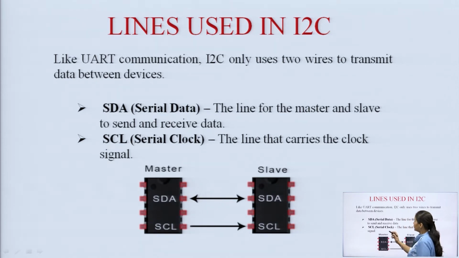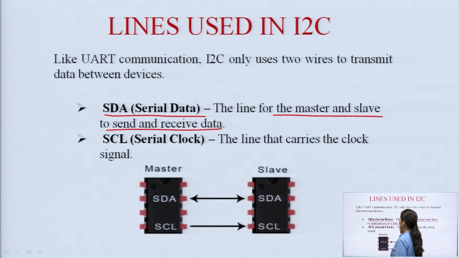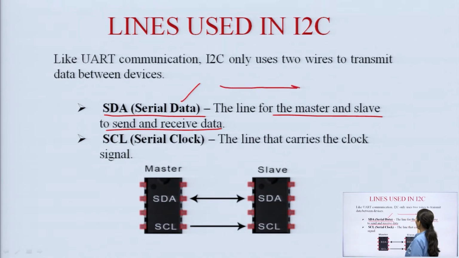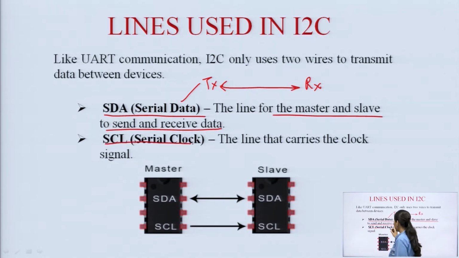So, there are basically 2 lines, that is SDA, known as serial data line. The line is used for the master and the slave to send and receive the data. So, this is the single line which is used to communicate in both the directions, that is between transmitter and receiver. So, this line is used in the full duplex mode. Another line is serial clock. The line that carries the clock signal is the serial clock.